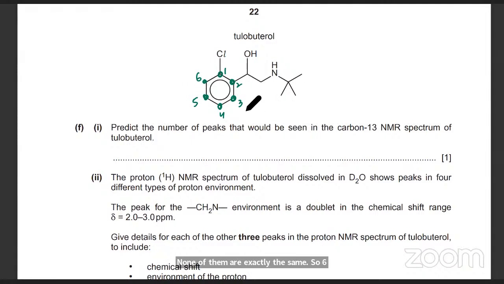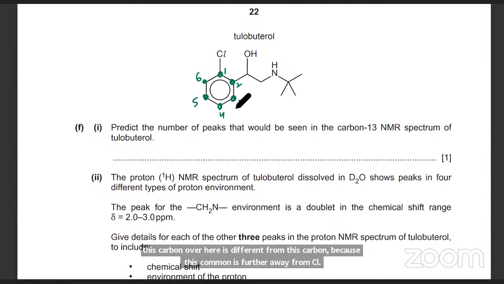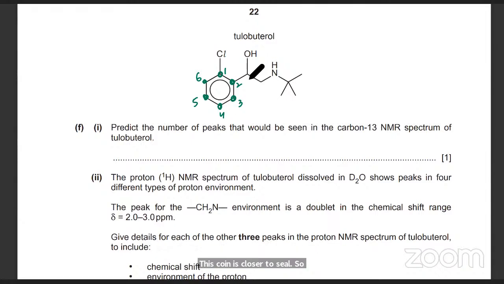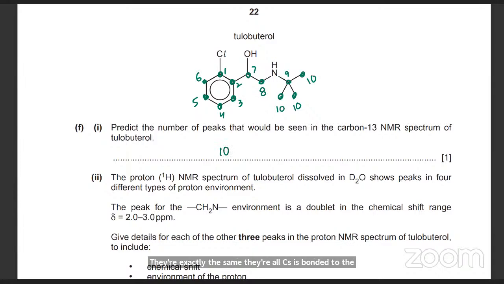Like this carbon over here is different from this carbon because this carbon is further away from Cl. This carbon is closer to Cl. So the environment of all the carbons is different. Then you have this carbon, which is with OH, that's the 7th peak. Then you have this carbon, which is with 2 H's. That's your 8th peak. Then you have this carbon, which is your 9th. These carbons over here, they are exactly the same. They're all CH3s bonded to the same carbon. So there'll be 10 peaks for this molecule.